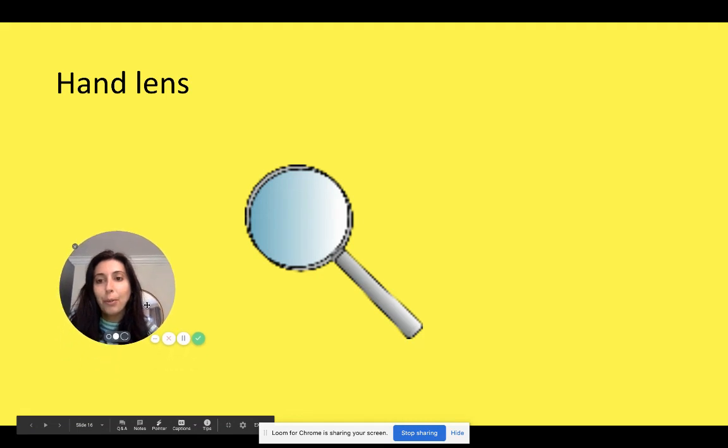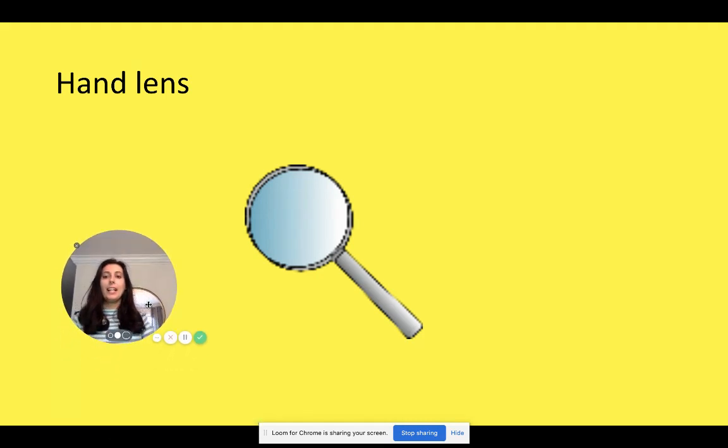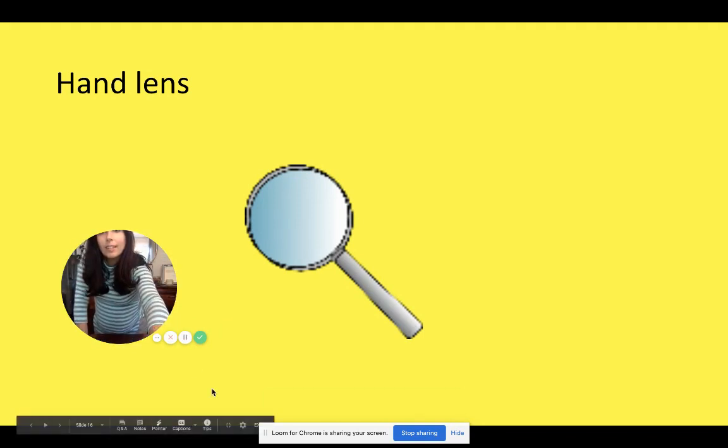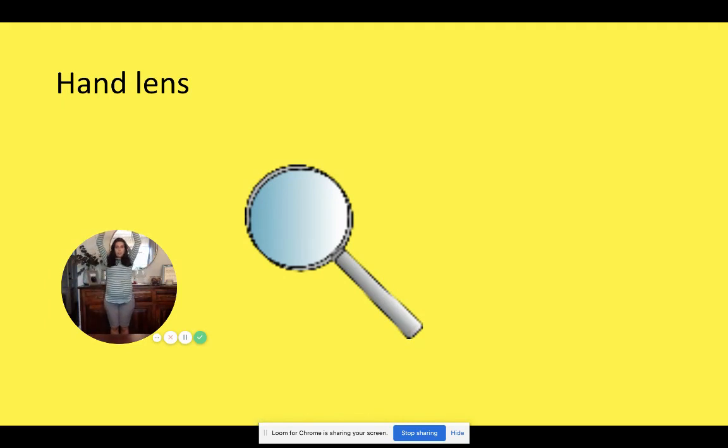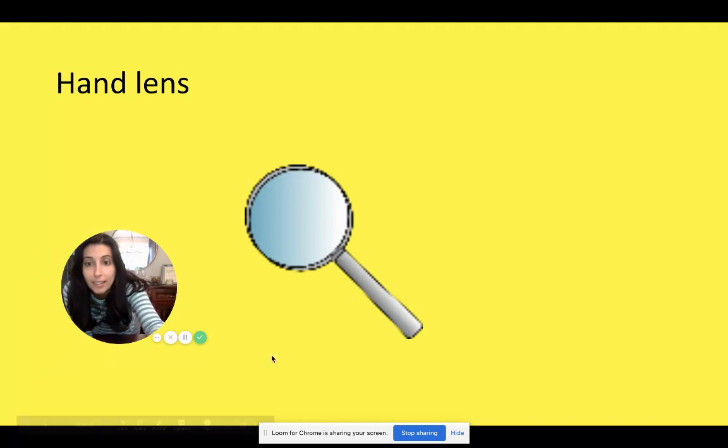Okay, so the first tool we'll turn ourselves into is a hand lens. Stand really straight and bring your arms up into a circle. And now look, you're a hand lens. What is a hand lens used for? Think about that. Oh, you're right. A hand lens is used to look at things up really close. It's used to magnify something. In fact, another word for a hand lens is a magnifying lens.